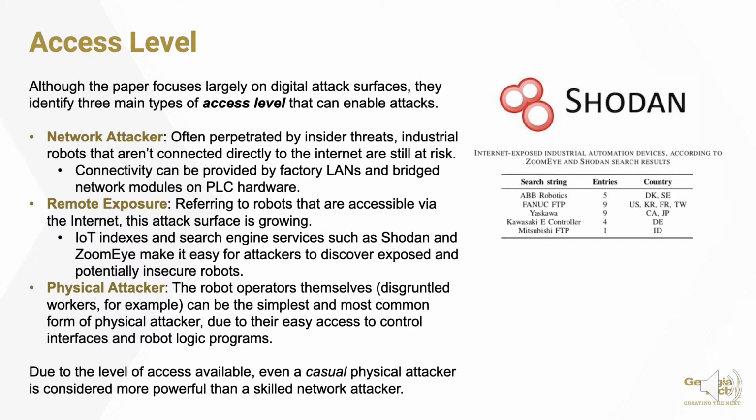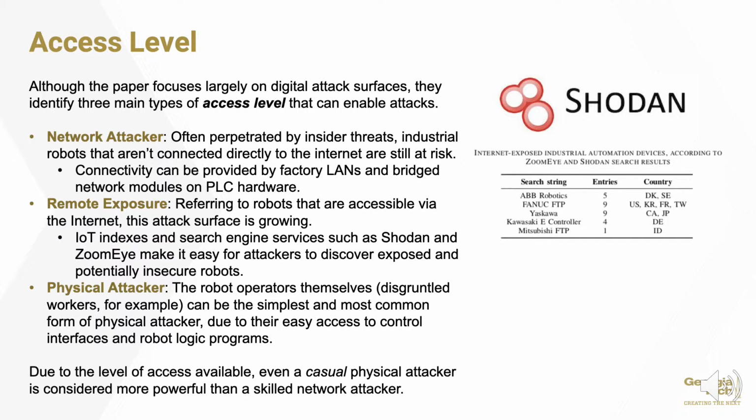How can attackers access the robots that they're looking to exploit? And the authors identify 3 main types of access level that allows these attacks. The first being the network attacker. This is actually not internet-based like you might think. This is attacks that are perpetrated by insider threats. So a lot of today's industrial networks may be connected directly to the corporate network, hopefully with some firewalls in place, but that's part of securing the environment. And if those aren't there, then the industrial networks are opened up to threats from malware and other corporate type risk.